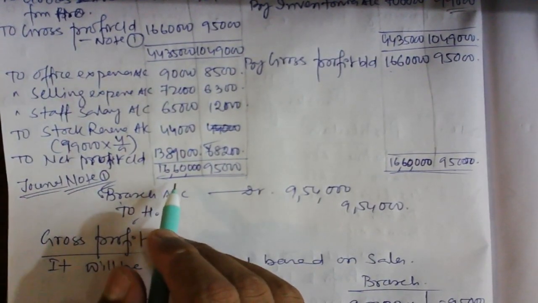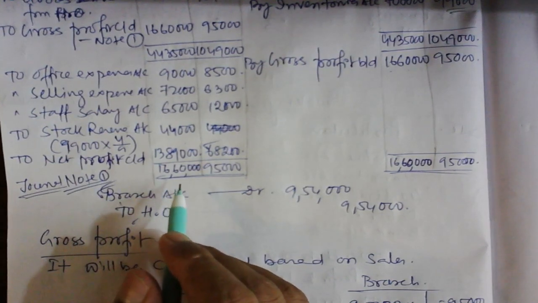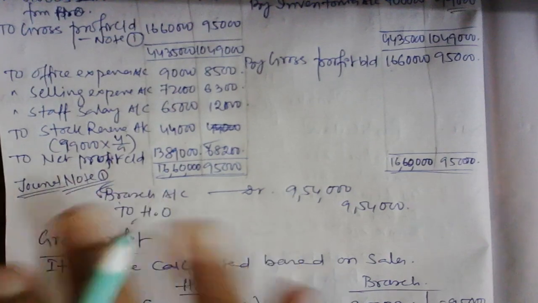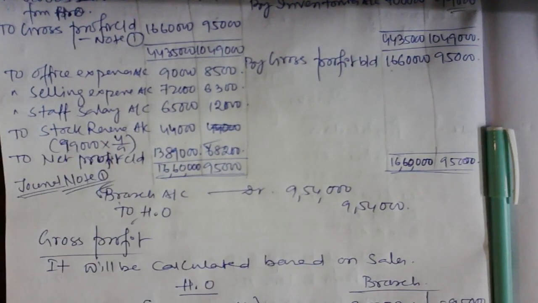Okay, so this is what the final accounts of both the entities, head office and the branch, look like. That is what I have done. So this question is completed now finally. This is the question that we have completed finally.